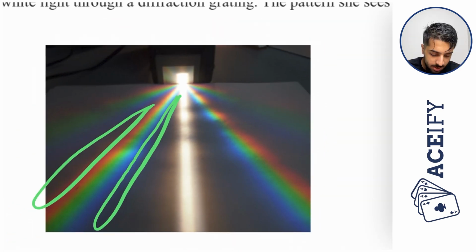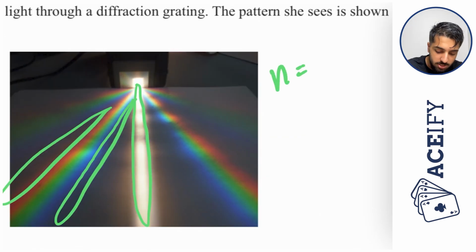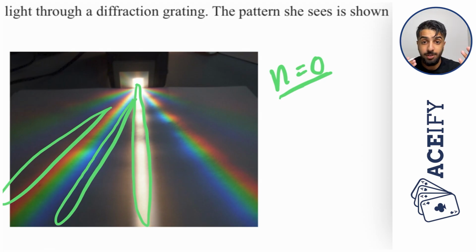Now, as for the central band, which is white instead of a spectrum of colors, we know that the central antinode, which is n is equal to 0, has 0 path difference at this point. And what that means is all the wavelengths of white light meet at that single point in phase, thus constructively interfering. And because white light is made of all the visible wavelengths, and all the visible wavelengths constructively interfere at that point, it's obviously going to result in a white antinode, as we see.